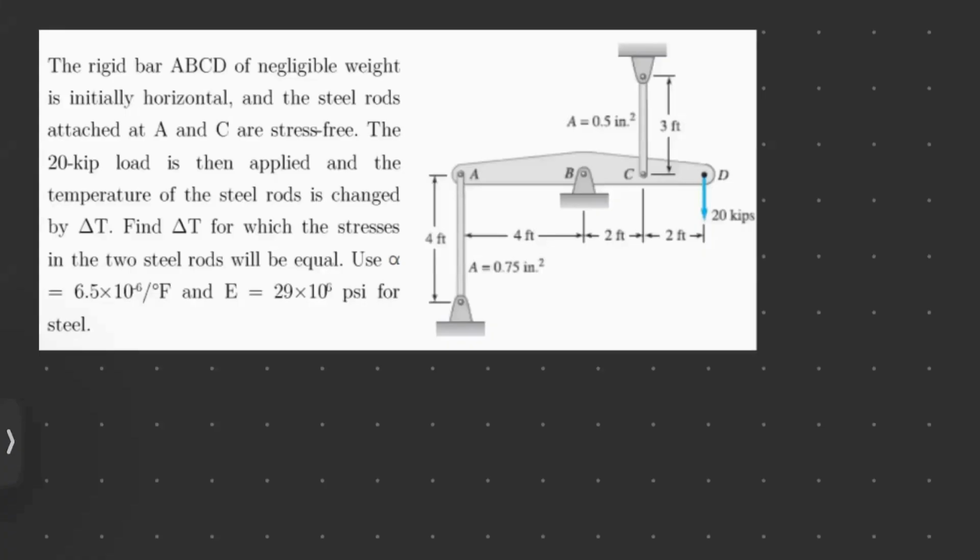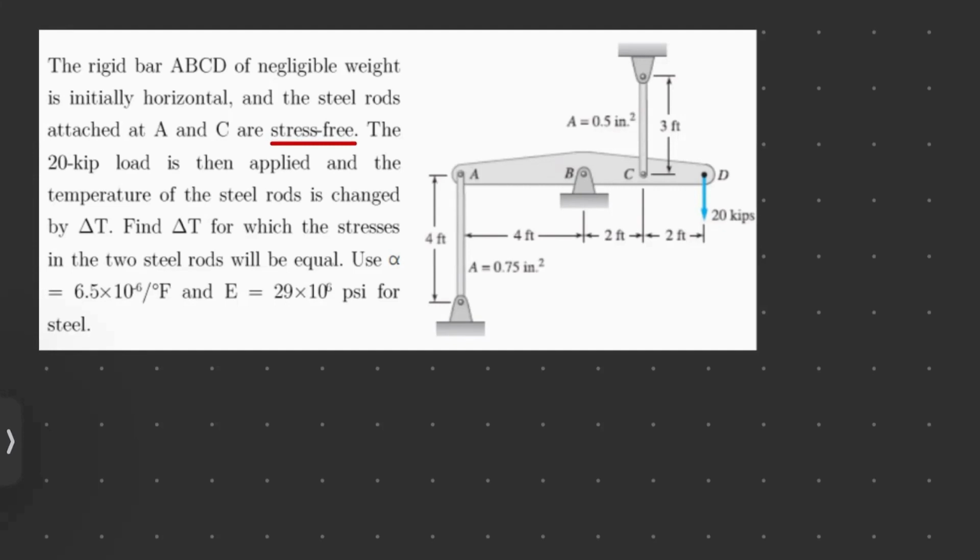Okay, now let us deal with our last problem. And the last problem would make use of concepts related to thermal stress and elastic deformation. So, the rigid bar ABCD of negligible weight is initially horizontal, and the steel rods attached at A and C are initially stress-free. So, it's important to note that no stress is applied at the initial condition.